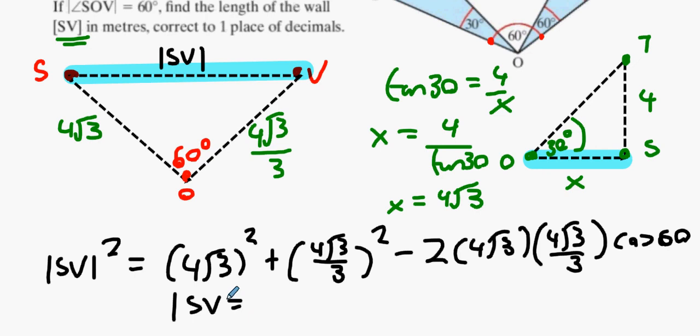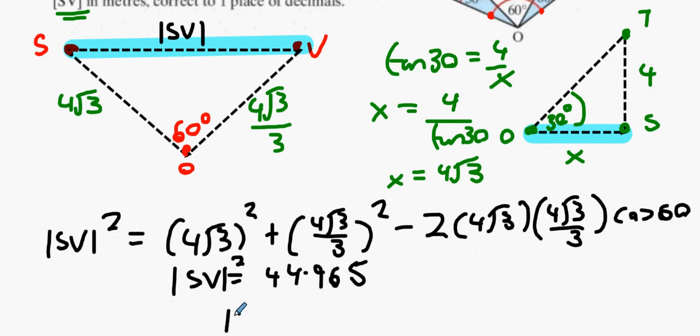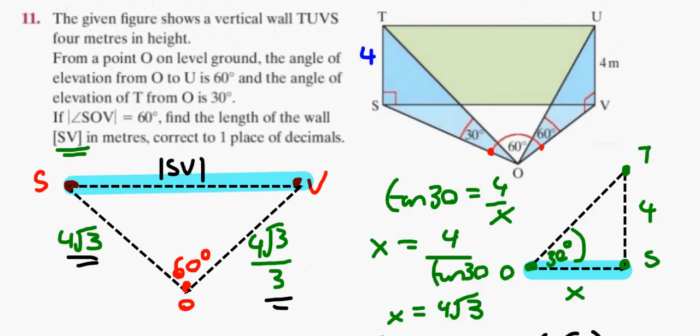What was it? 44.965. Square root it. 6.1. Does 6.1 make sense for an answer? It's not the smallest angle. Sorry, it's a middle angle, isn't it? 6 is somewhere in the middle. Okay, so it should be comparable in size to the other two. We all good? All right. Yes. Yeah. Good question. Good input. 5, 8, and 12. Yeah.